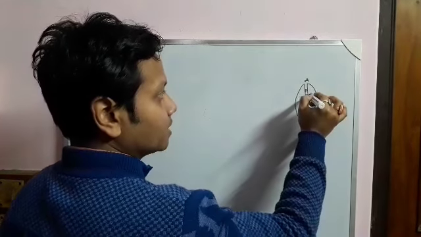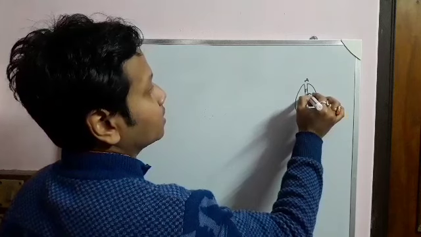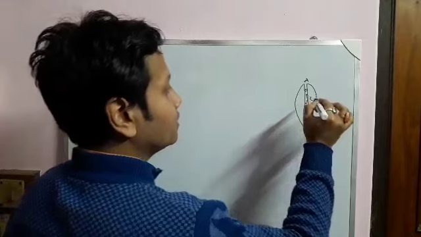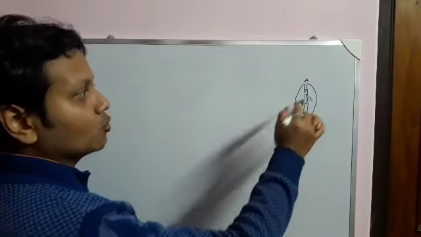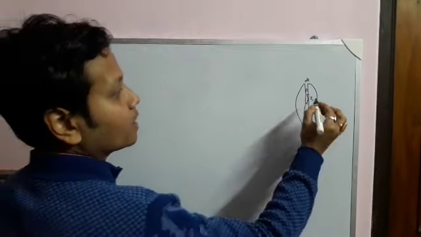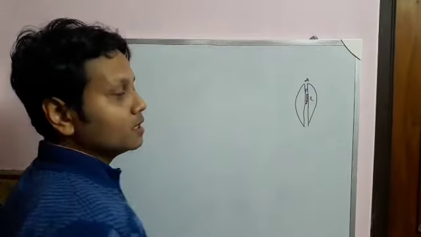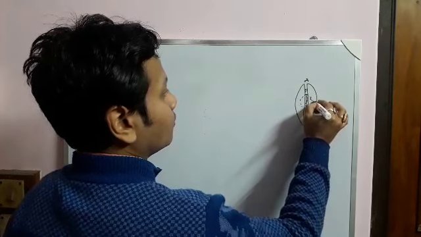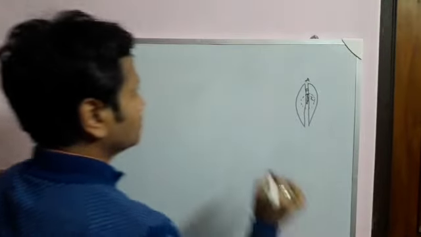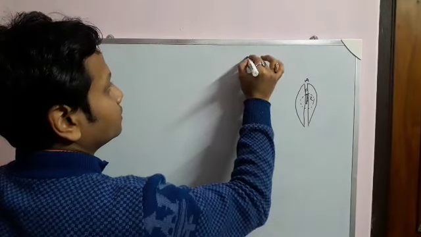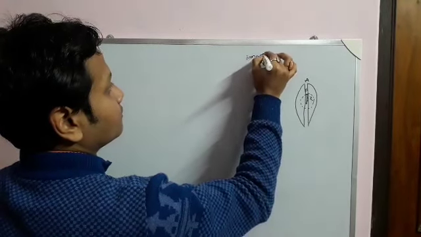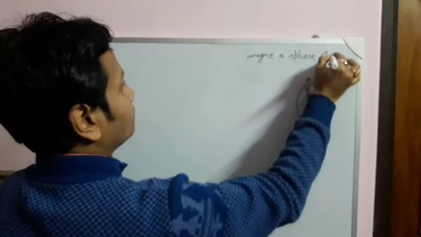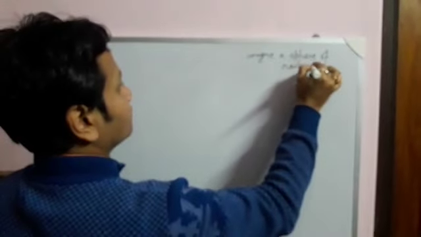this point where the particle is now located is at a distance x from the center of the earth. That means this distance is x. So we imagine a sphere of radius x.